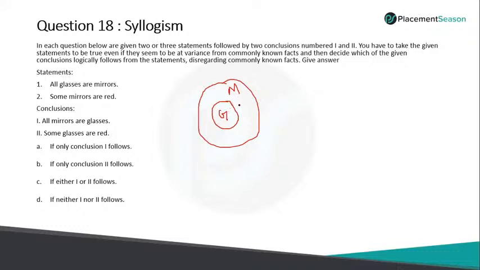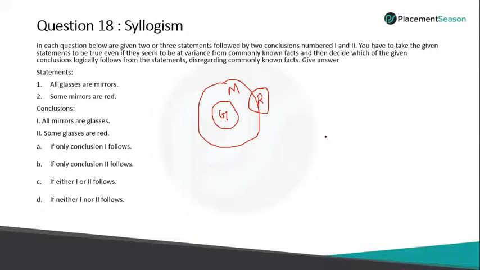All glasses are mirrors. Some mirrors are red. So some of the mirror part is red. Yes, it is true for my diagram, right? So now we'll see the conclusion. All mirrors are glasses. All mirrors are glasses is not true for my diagram. My Venn diagram follows the statements, so it should be true for the conclusion.